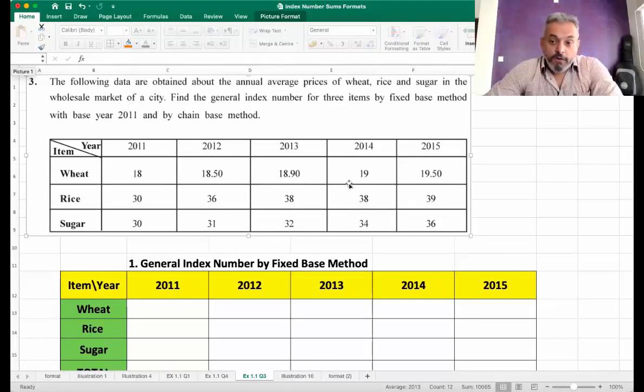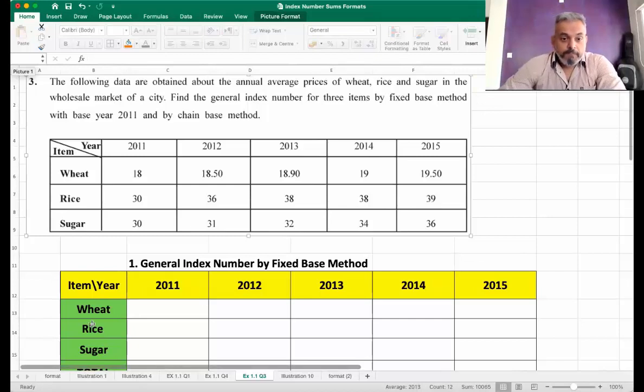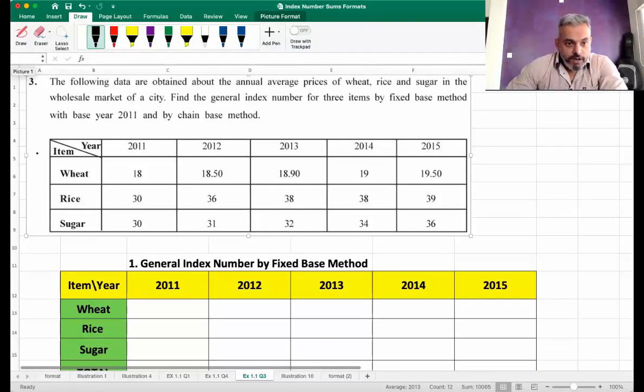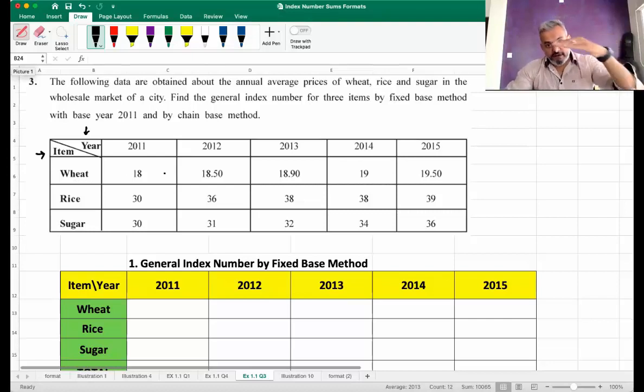So now it's a very typical sum. So pay a little attention, children, this is a slightly typical sum. Now over here you are given items and you are given year. So you have item, you have year. Now various years are there. So prices of wheat for various years are given: 18, 18.5, 18.9, 19, 19.50. Same thing is for rice, same thing is for sugar. So here you have to go this way, horizontal. Okay, please be careful about it.